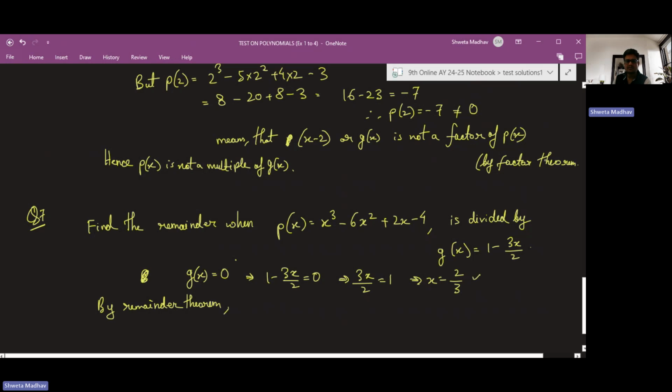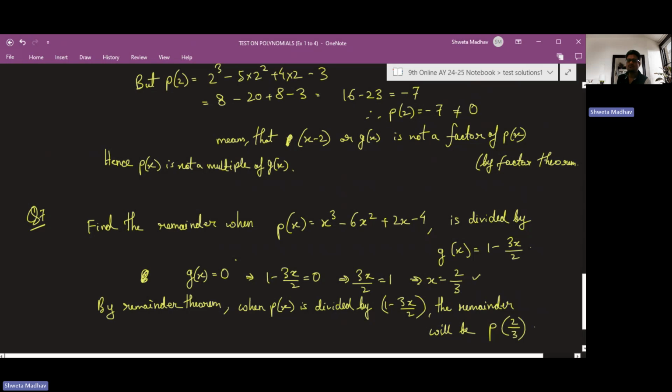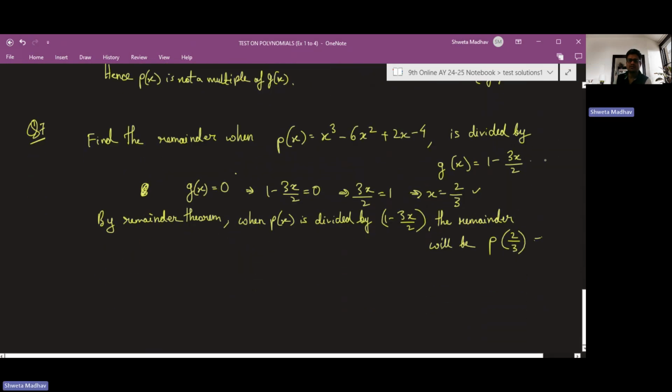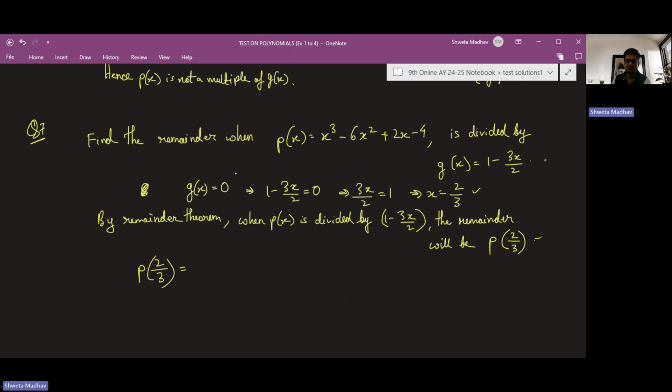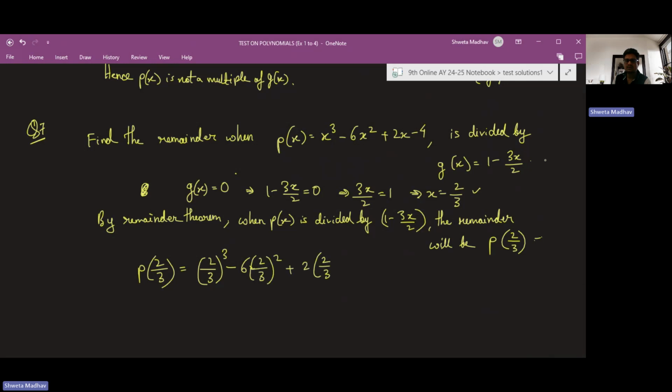So by using the remainder theorem, when P of x is divided by g of x, which is 1 minus 3x by 2, the remainder will be P of 2 by 3. So we need to find P of 2 by 3. In place of x, we will put 2 by 3. So this is 2 by 3 to the power 3 minus 6 into 2 by 3 whole square plus 2 into 2 by 3 minus 4.